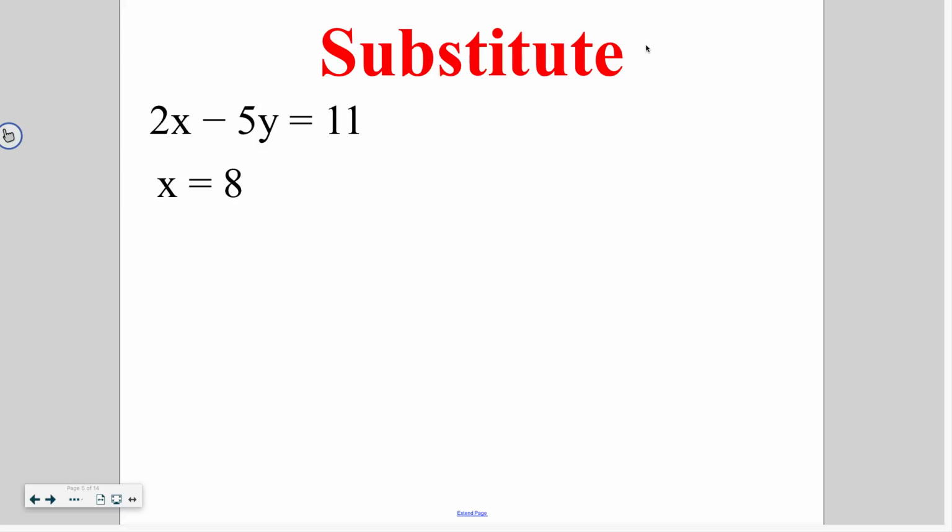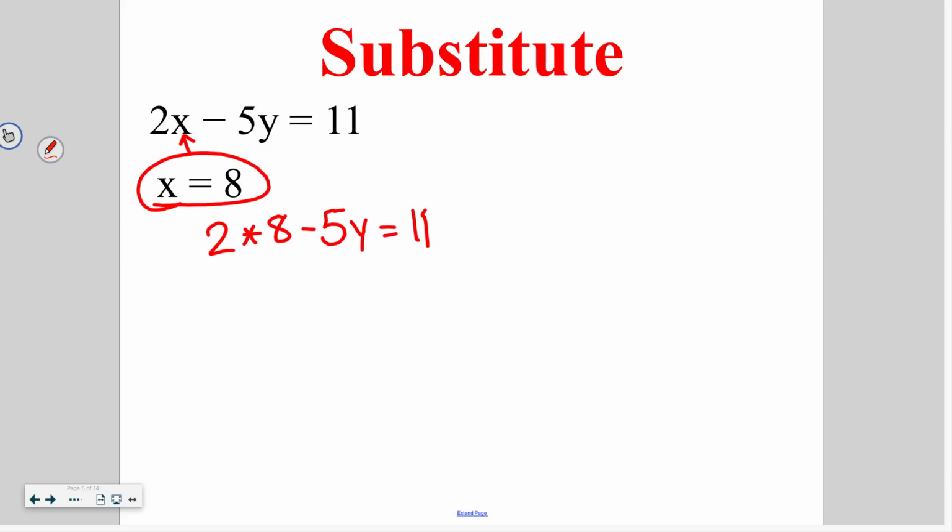So we've got 2x minus 5y is equal to 11, and it's telling us that x is equal to 8. So what that means is we're substituting this value into the place of x. So I've got 2x, and instead of x, I'm going to say 2 times 8 minus 5y is equal to 11. So then we're going to continue solving.